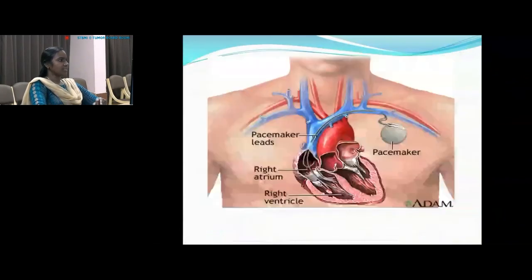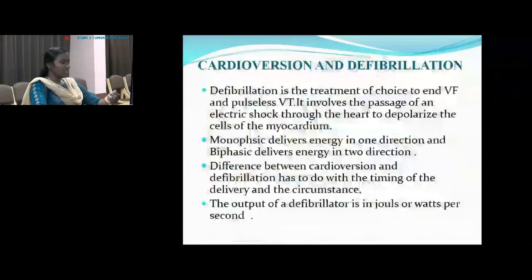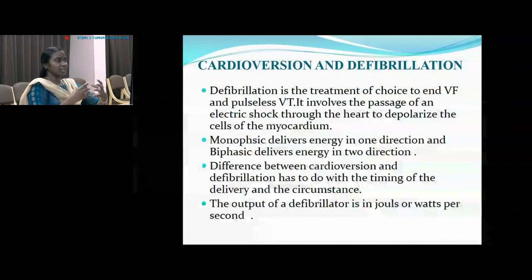Next, cardioversion or defibrillation. Defibrillation is the choice to end ventricular fibrillation or pulseless ventricular tachycardia. The main difference between defibrillation and cardioversion is that defibrillation is an emergency procedure. We do defibrillation on an emergency or urgent basis. Cardioversion is a planned one.